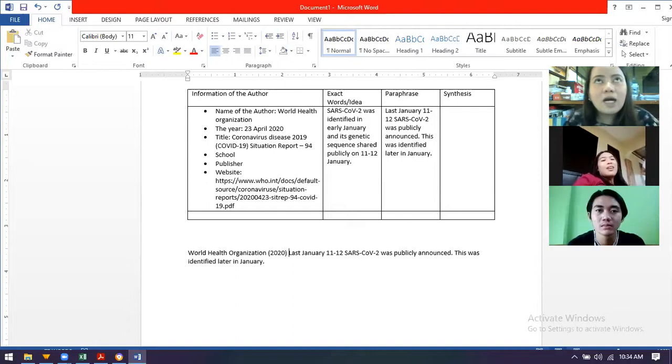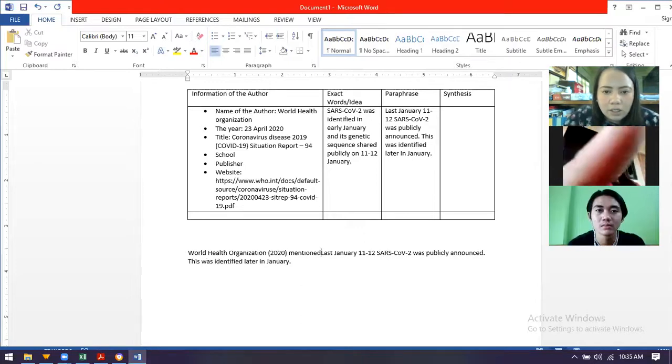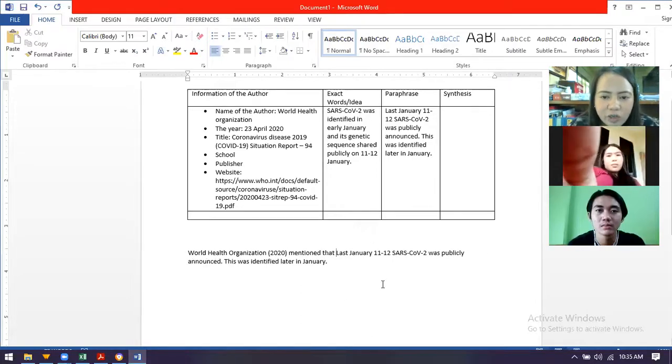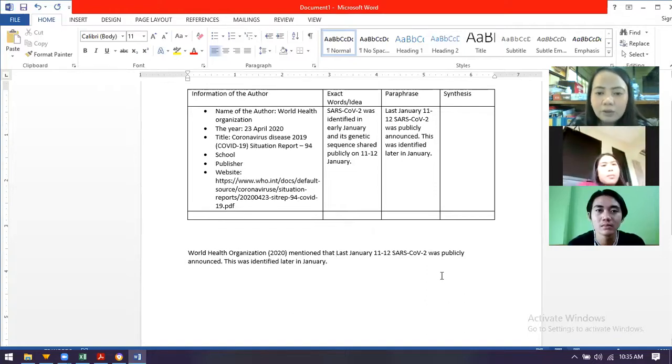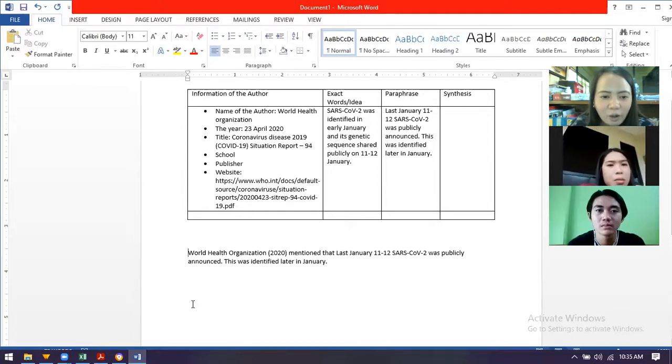Tapos, you just have to add words, or verbs, that could be used para sa definition na binigay natin. So, World Health Organization, kulang tayo ng verb dito sa gitna. Sabihin natin, mention that, ayan, last January 11 to 12, SARS-CoV-2 was publicly announced. This was identified later in January. So, meron na kayong, yan, nakabigin na kayo ng statement ninyo.